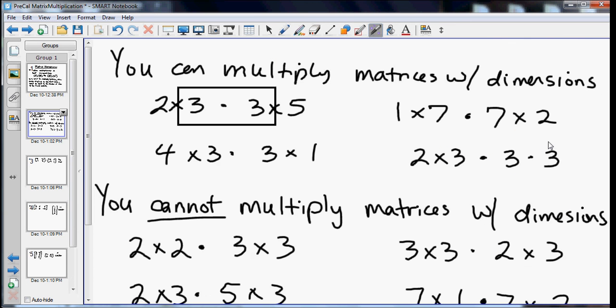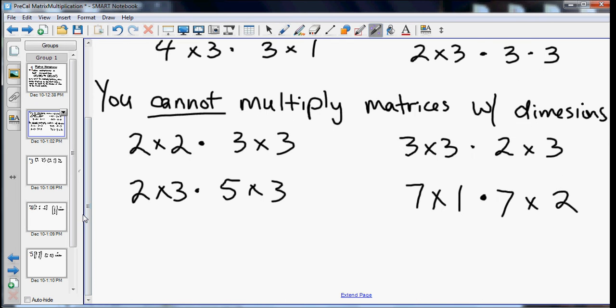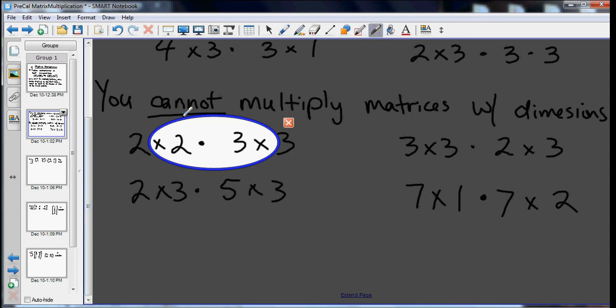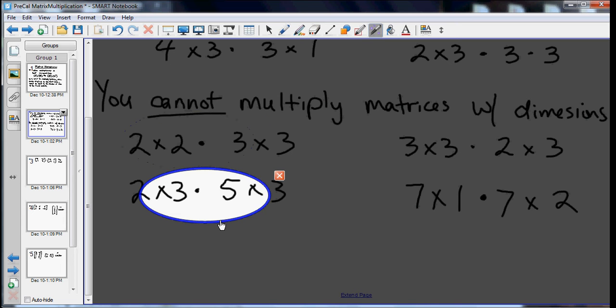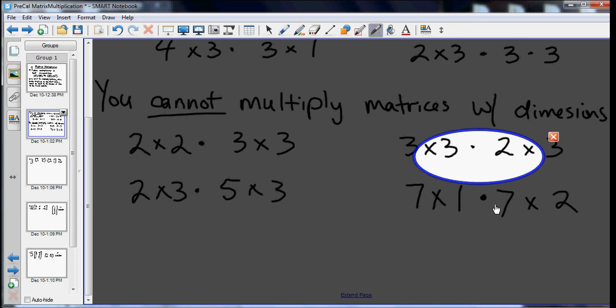Whereas the four down here, if you look at them, these are not the same. That's why we cannot multiply these two together. These two are not the same. These two are not the same in the middle. These two are not the same. So all you have to do is label them as far as their dimensions and then look.